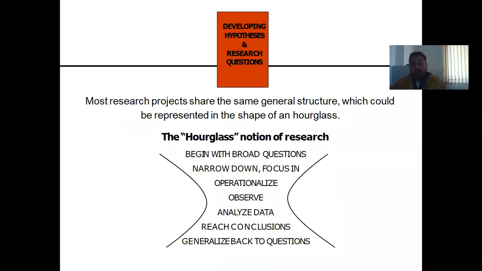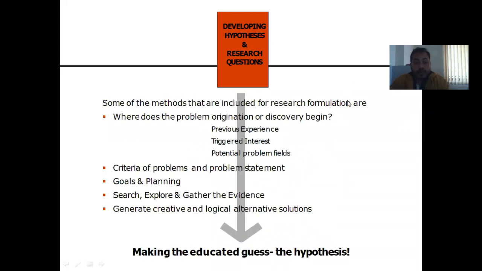Got it? So that's why this takes the shape of an hourglass. I hope you all know what an hourglass is and how it looks. So that's why we define this as an hourglass notion of research. I hope this part is clear to everyone, right?